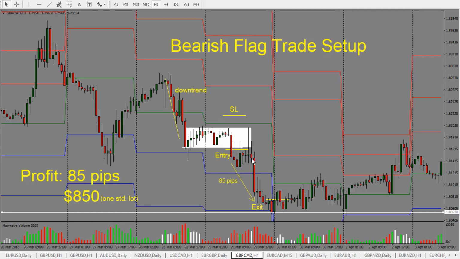Once we enter the trade, we stay with the trade as it moves lower. And once it gets into our next support and resistance area, which is also our pivot point S2 area, and we get a reversal signal here, which is our bullish candle, we exit the trade. From entry to exit here, we get 85 pips in our trade. So our profit is 85 pips or $850 if trading one standard lot.